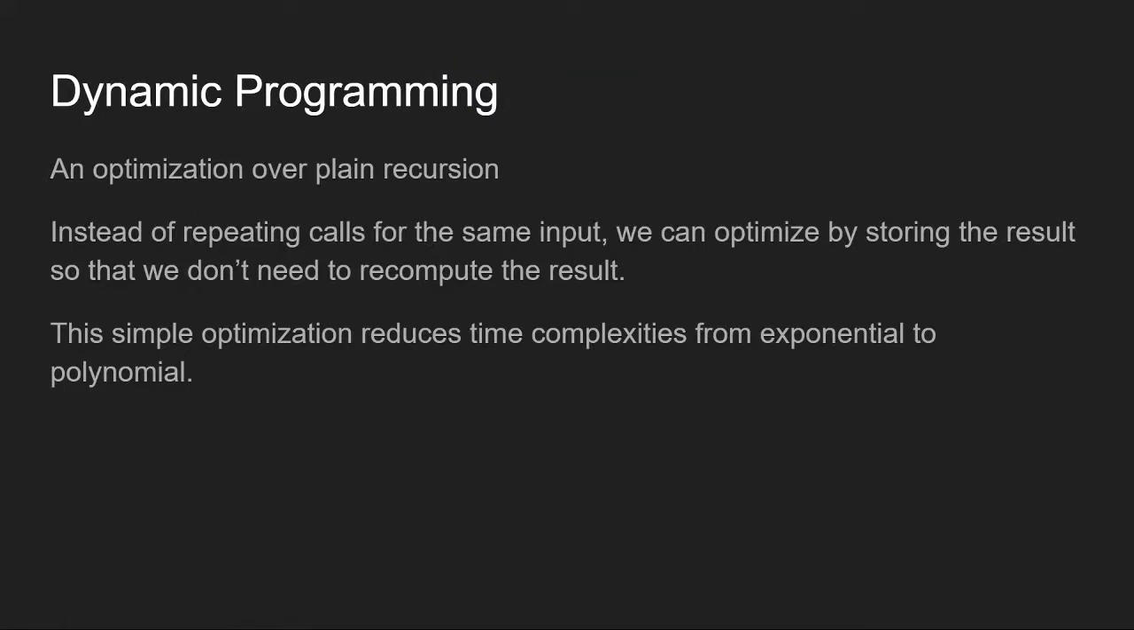So an optimization over plain recursion is dynamic programming. For some of the calls in the trees, we're just repeating, like computing fib1 over and over and over again, and we don't need to do that. Instead of repeating these calls, we can optimize this by storing the results in an array, for example. So we don't have to recompute these, and this optimization reduces the time complexity from exponential growth to polynomial growth. Polynomial would be probably like x squared. If you didn't know, I think we went over big O notation. Exponential will grow a lot larger than polynomial.